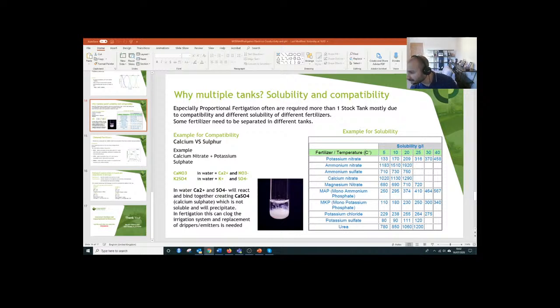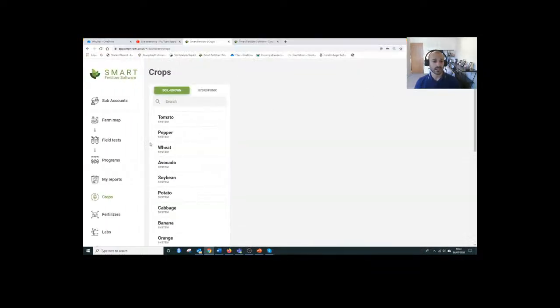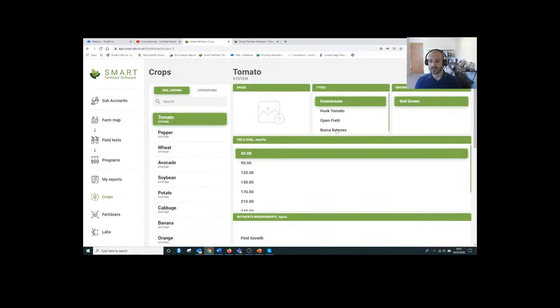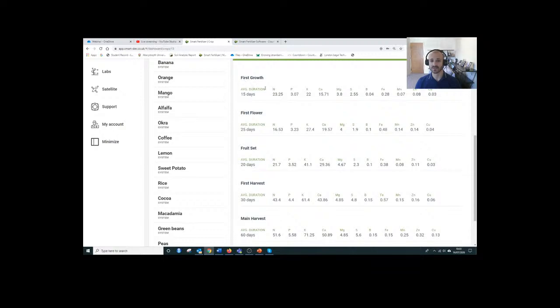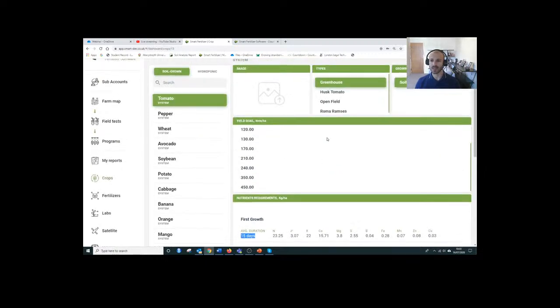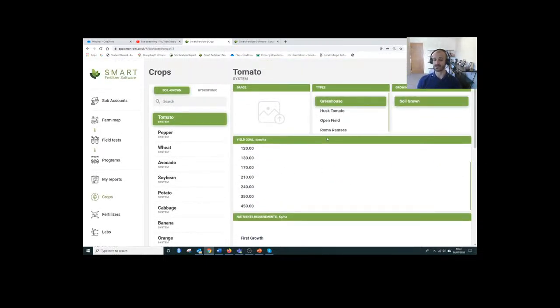Miroslav is asking, can I create my own crop in the software? Yes. Let me show you. For example, now I'm opening tomato, and you can see all the details about tomato, different stages. So first growth is lasting around 15 days, and you need this amount of NPK, etc. But if I prefer to make some adjustments, or maybe you are growing a specific variety that has specific requirements, you can click on use as a base.